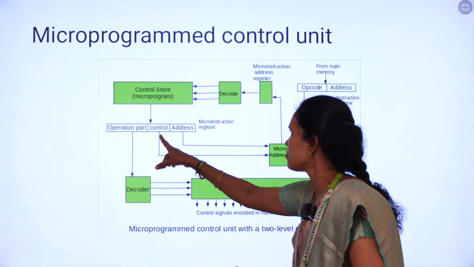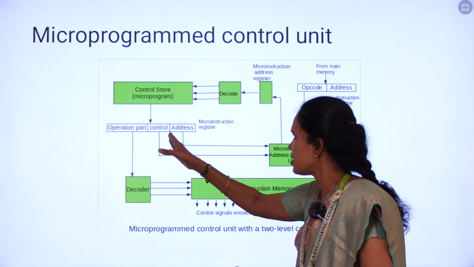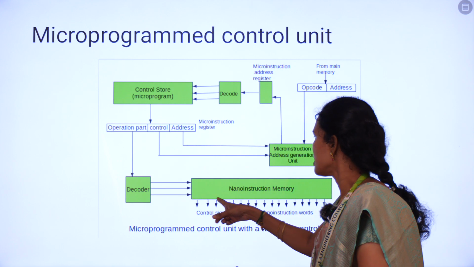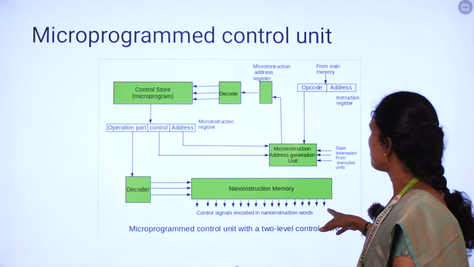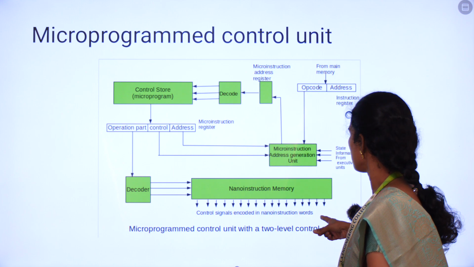Again, the operation part, control and address part. So here the opcode and address will be there. Here again it will be divided into 3 parts, then if necessary it will again be decoded into the nano instruction memory. So with one problem, you can understand clearly what is data path and what is control unit, everything.